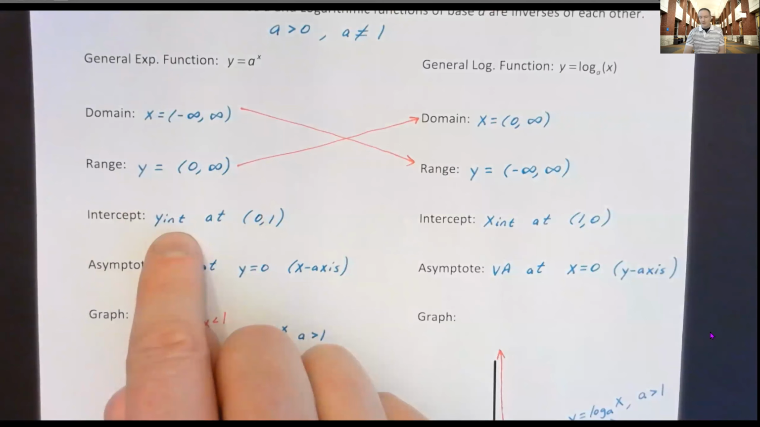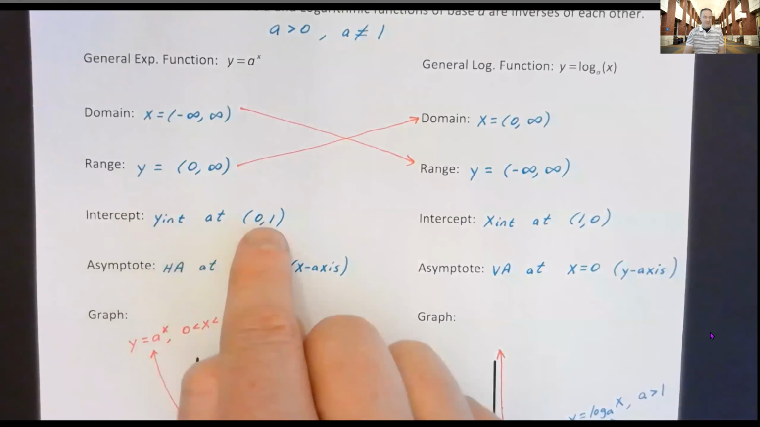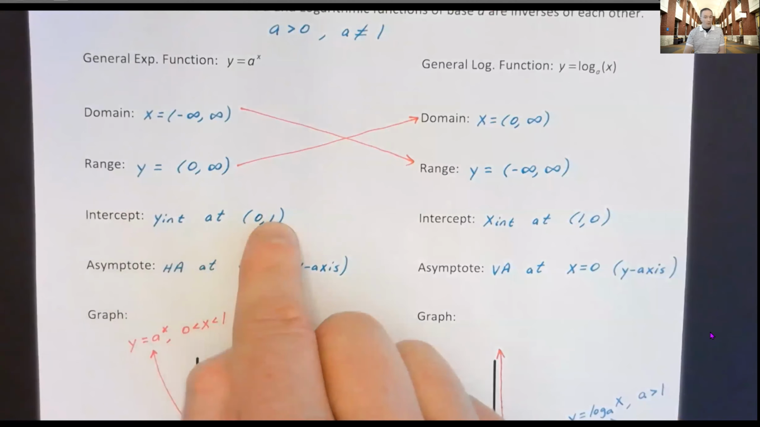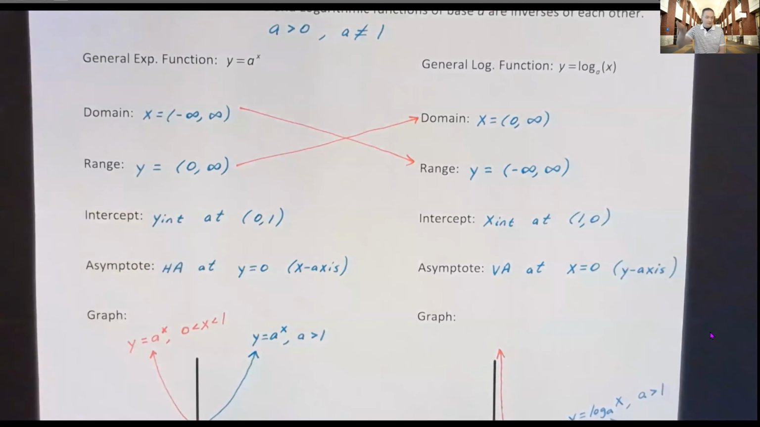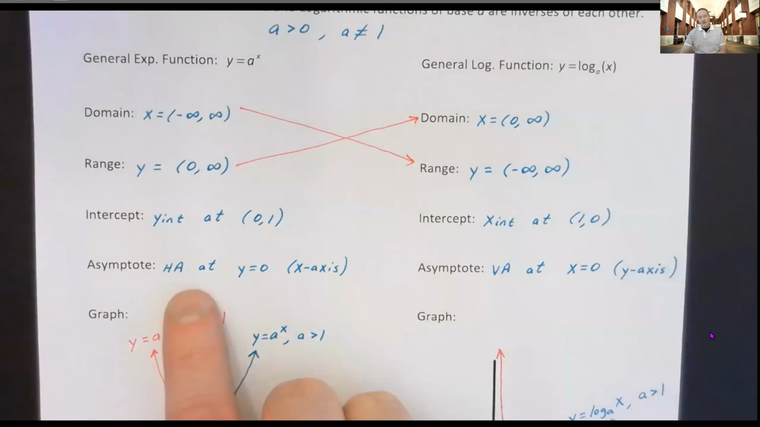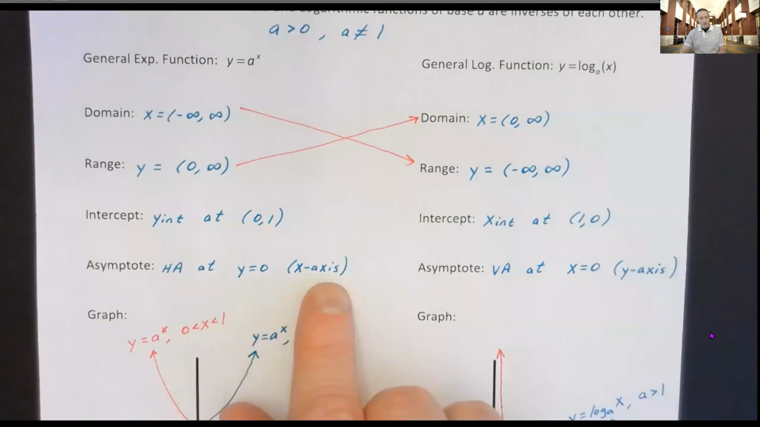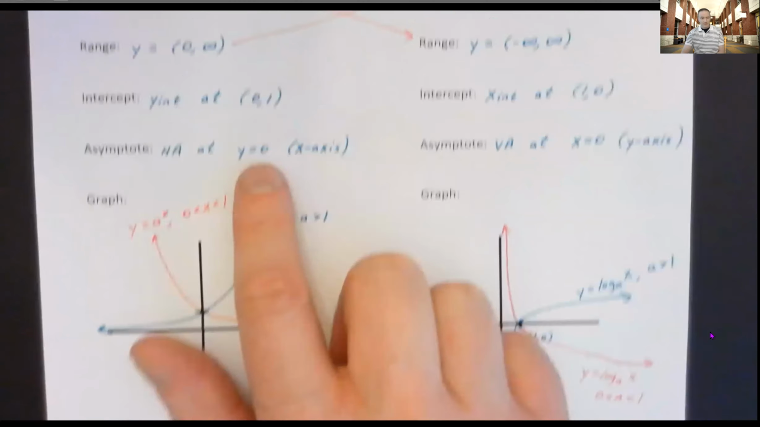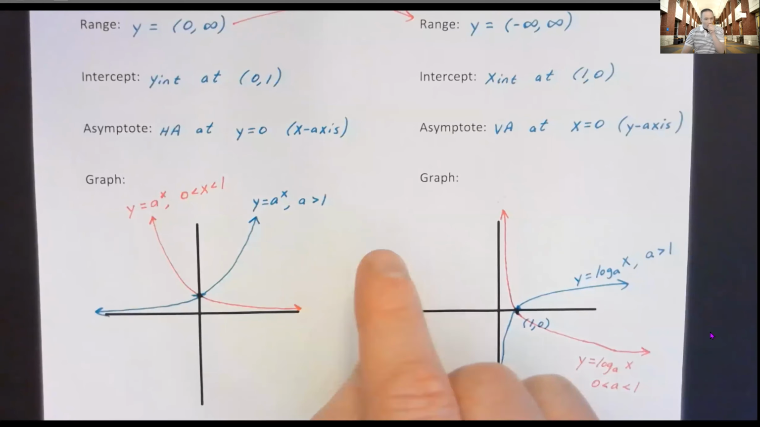The intercept: every single solitary exponential function in existence crosses through the point 0, 1, unless it's being vertically shifted, then it might not pass through that point. But in base form, it's passing through the ordered pair 0, 1. And they all asymptotically approach the x-axis, or you can think of it as y equals 0 here.